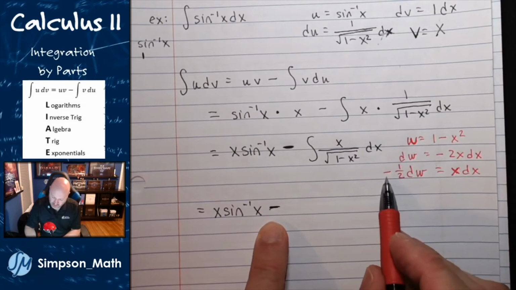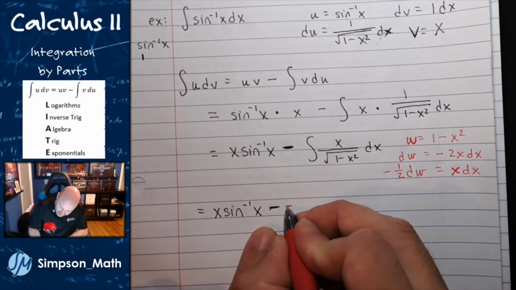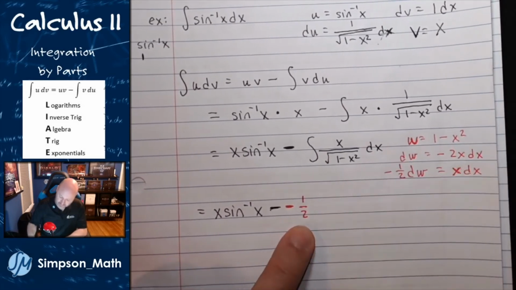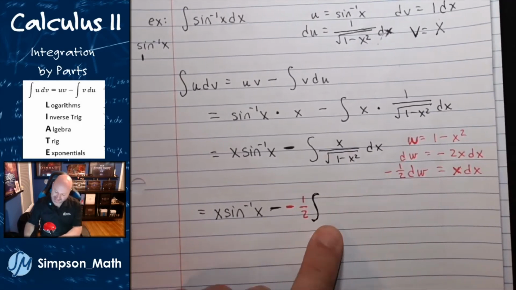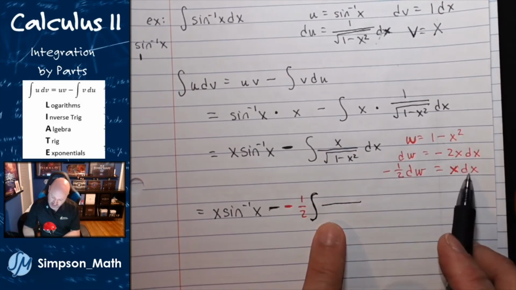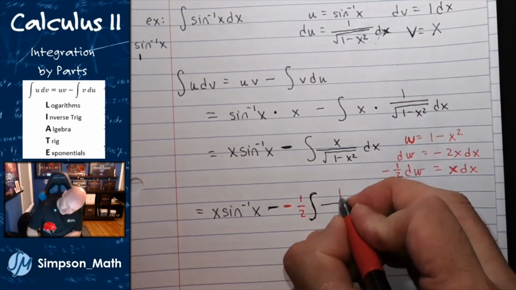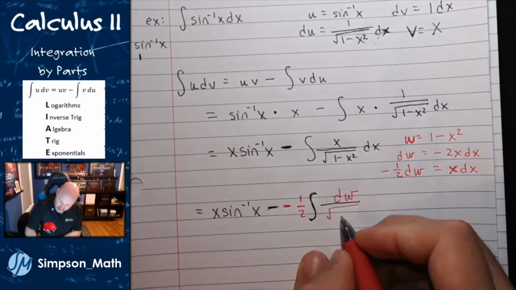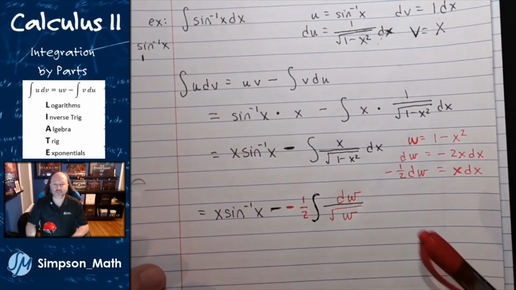But now I have another minus sign inside this integration that I can pull out. I'll go ahead and pull out that negative. I'm going to pull out this 1/2 outside of my integration process. Inside here, I have x dx, which is dw. And down here I have the square root of w. Good. Okay, I can handle this.